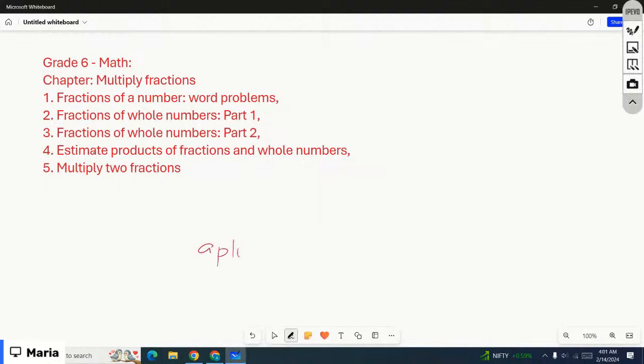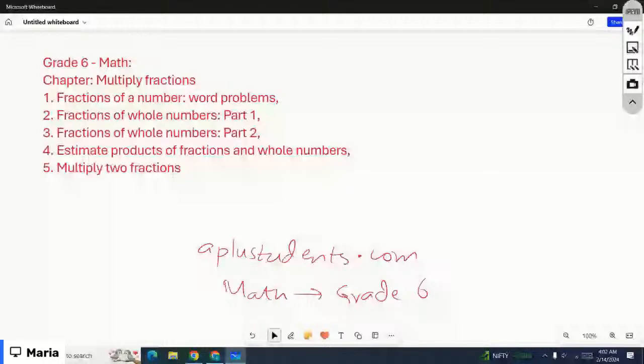You can find all the lessons on aplusstudents.com. You have to log in there using your email address and password as provided by the administrator. Then you have to select math from the subject tab. Scroll down to grade 6 and then click on view all lessons. There you can find the list of the chapters.